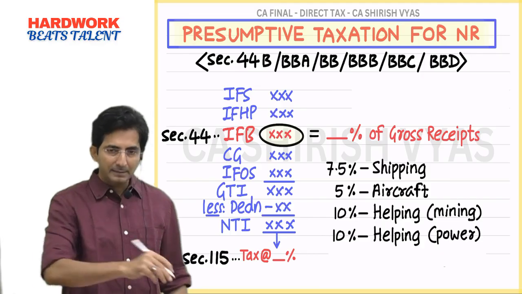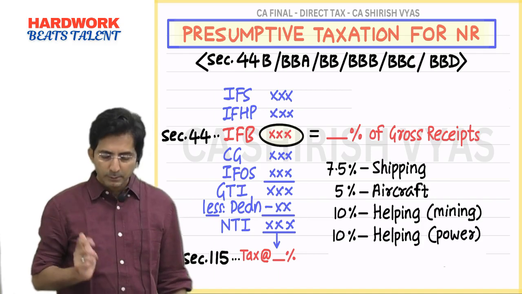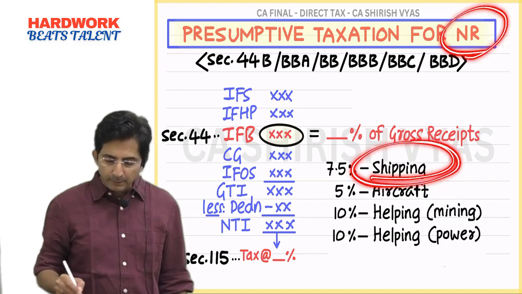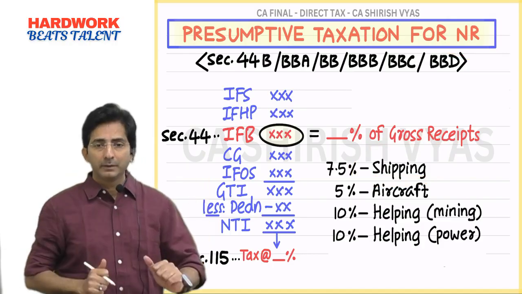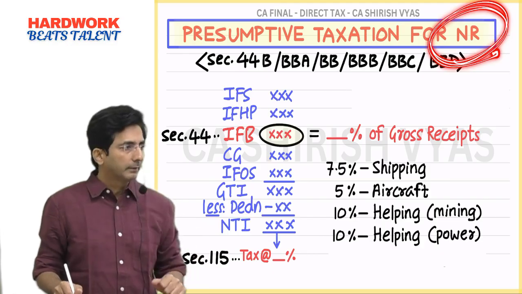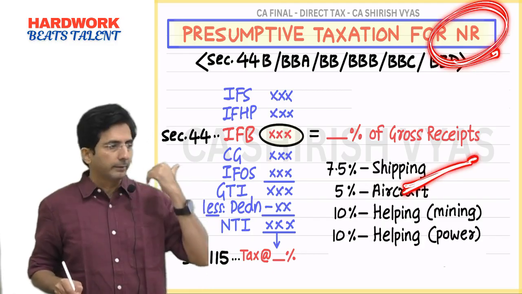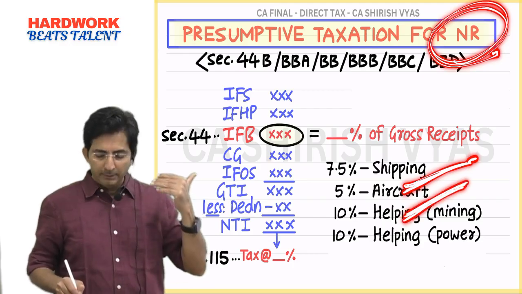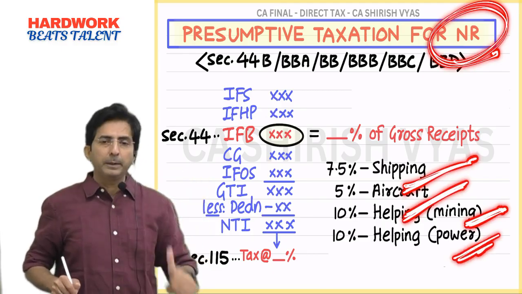See, in every explanation what is changing is the percentage and the type of business. So tell me one by one. Here what was NR doing? In every point you try to understand what NR is doing. NR is getting income, but by doing something. So tell me one by one. Here what is NR doing? He is doing shipping. Here what is NR doing? He is doing aircrafting. Now what is NR doing? Helping mining. Then helping the power people of India.